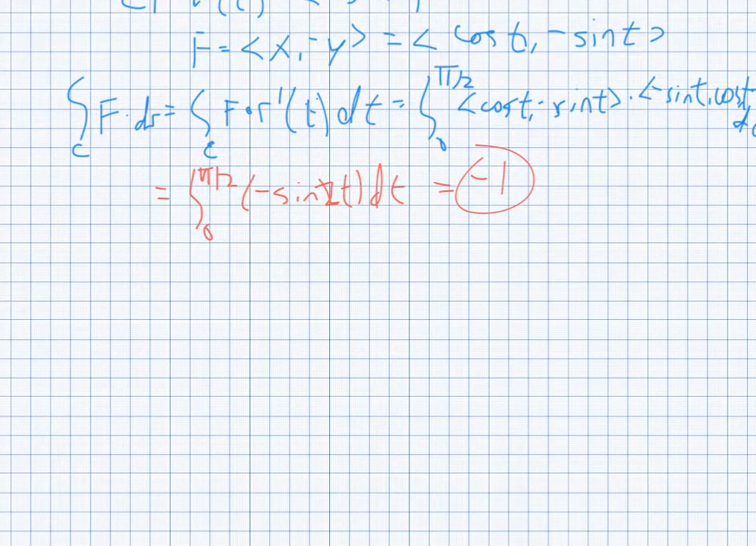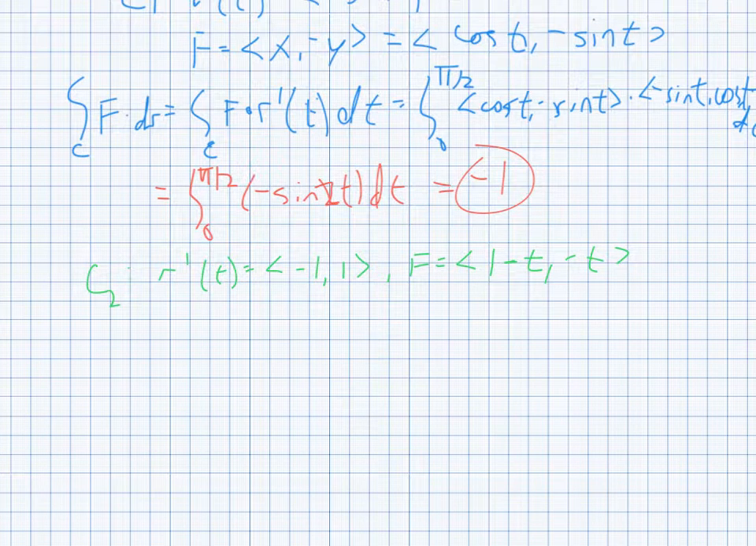Next up is C2. So I'll do this one in a different color. For C2, we've got to look at the same things for that region. Our r prime of t is constant, negative 1 comma 1, because r of t was a linear function. And then our f function, remember that was x, negative y, becomes 1 minus t, 1 minus t, comma, negative t.